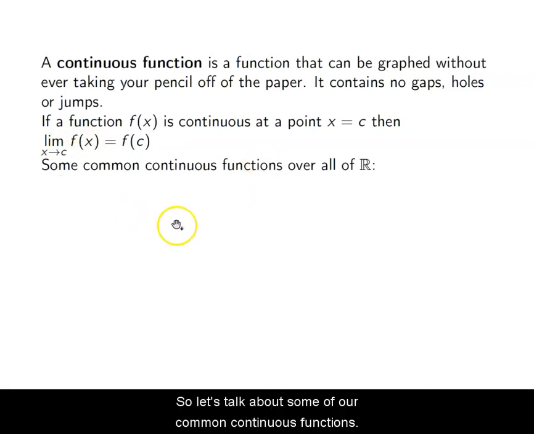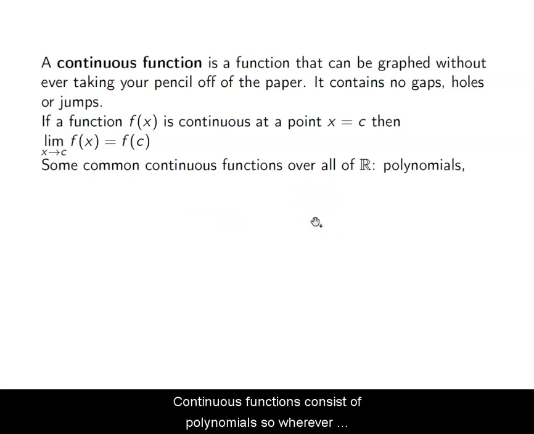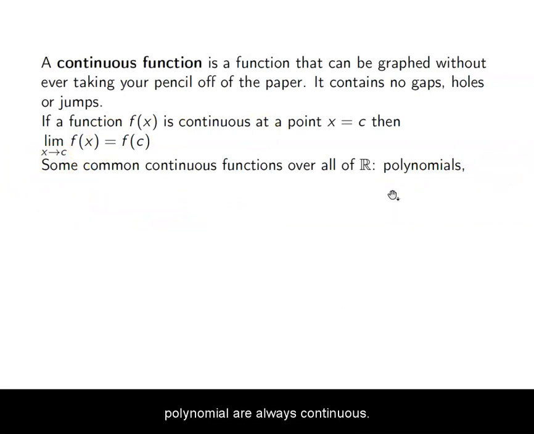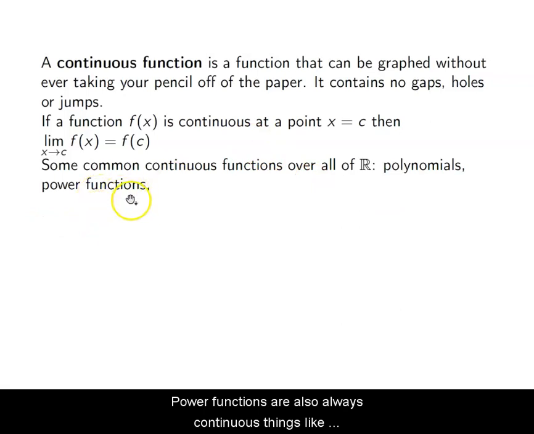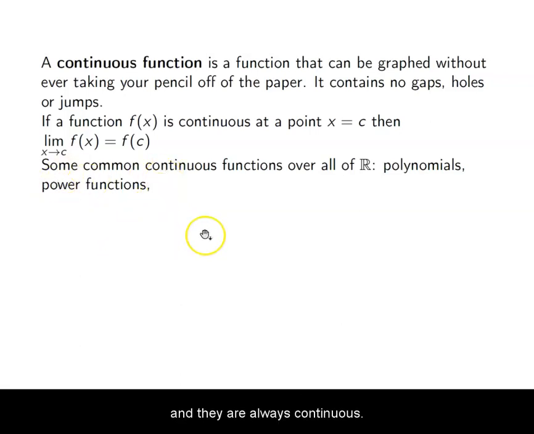Okay. So let's talk about some of our common continuous functions. Continuous functions consist of polynomials. So if we're ever asked about the limit of a polynomial at a point, we can just plug that point into our polynomial and we're fine. Polynomials are always continuous. Okay. Power functions are also always continuous. Things like 2 to the x, 1/2 to the x, right? Those are power functions and they are always continuous.